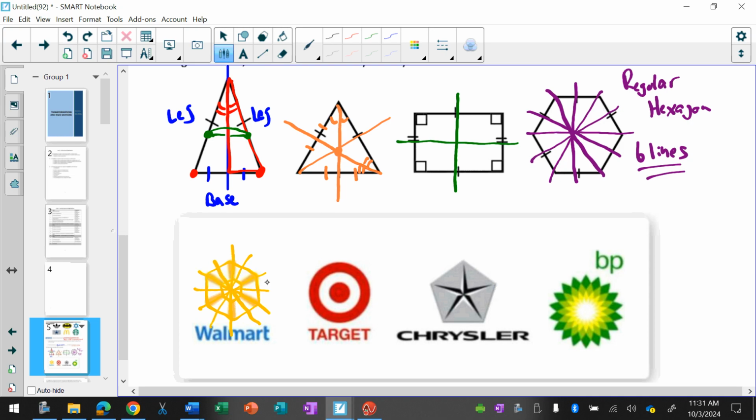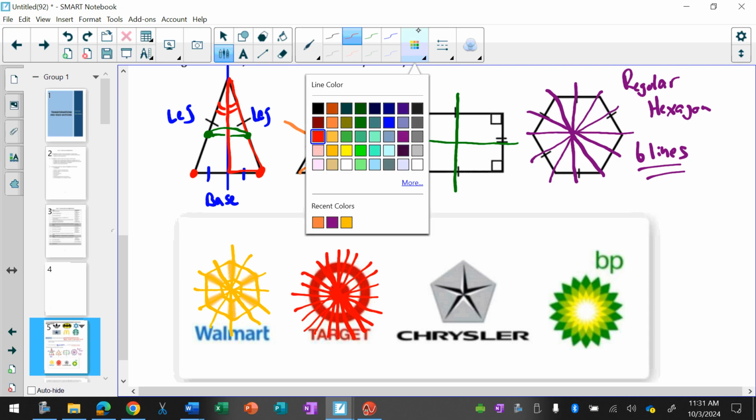Our Target logo is a circle, so there's an infinite number of lines of symmetry because every diameter would be a line where you could fold the circle in half, so you could keep drawing these closer and closer together to the point where you can't separate the lines. So there's an infinite number of lines of symmetry.